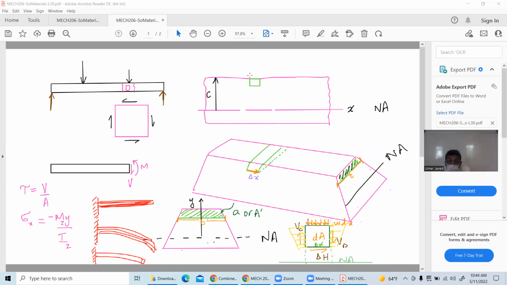So when I put load from the top and it goes like this, then I know that there will be bending stresses that will be varying like this.